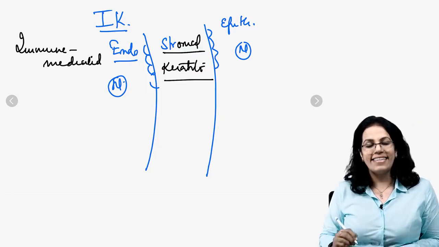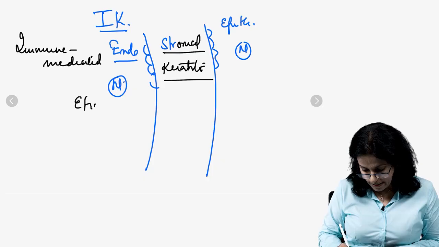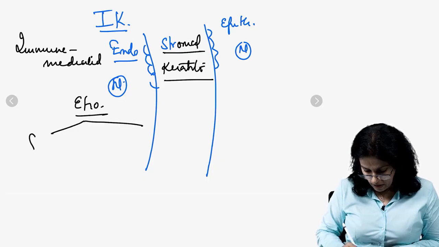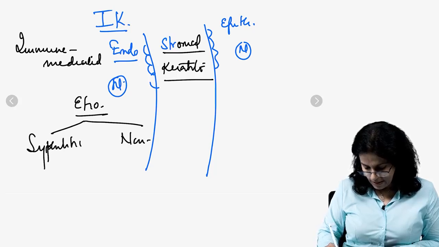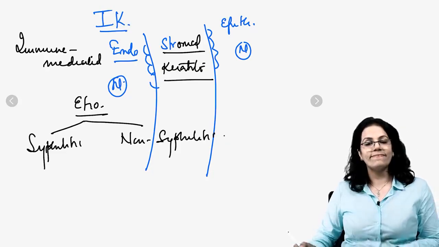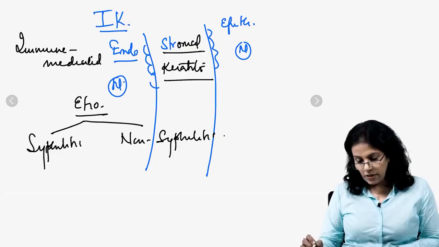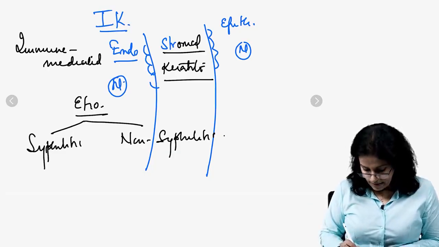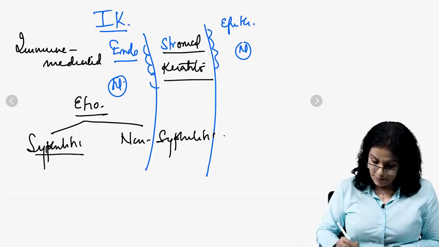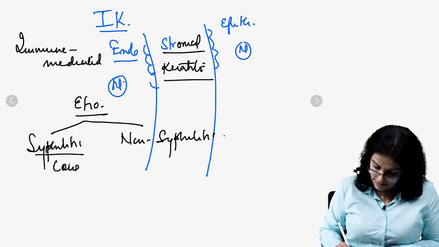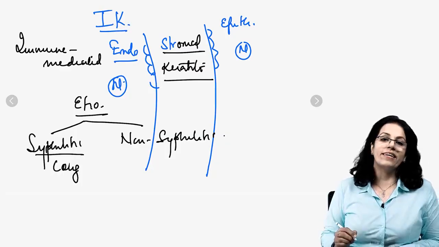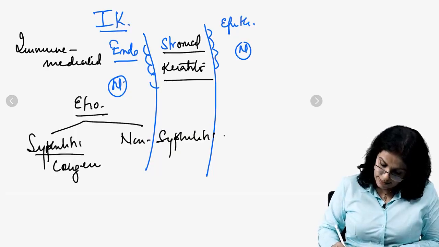Why is it happening? Etiology. We can divide the etiology as syphilitic or non-syphilitic. Talking about syphilitic means it is due to syphilis, and it's mainly congenital syphilis, which is transplacental infection. Okay. So, it is congenital syphilis.